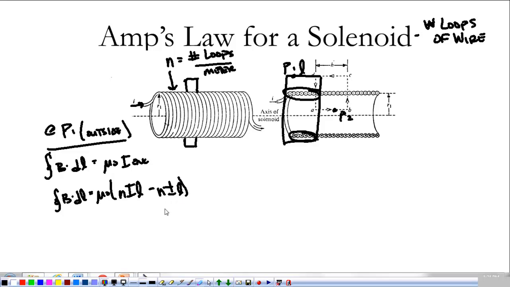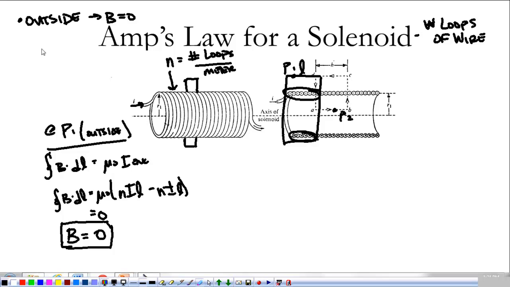Now I've got the same amount of current in. So what I have is 0 enclosed current. So that's going to tell me that outside my magnetic field is equal to 0. That's a good thing to remember. Outside of any solenoid, the magnetic field is equal to 0. That's thing one to remember.